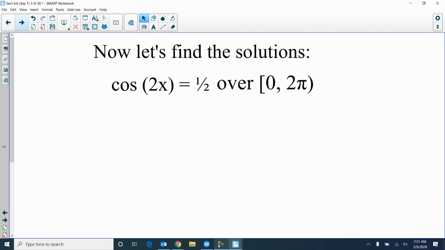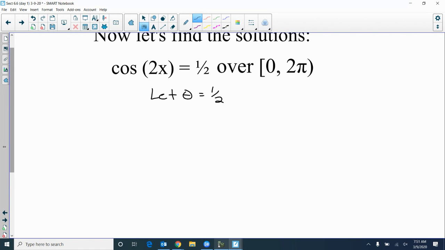Now here's the case. Anytime you have a coefficient in front of your x, it's going to change the period, and it's going to change your number of answers. So cosine of 2x equals 1/2. I'm going to go back to that substitution. Anytime I have something other than x, I'm going to let theta equal 2x. Here's what we have to do in order to make sure we hit all the answers. Think about how we indicated it for all solutions, not just over an interval. So you get cosine of theta equals 1/2.